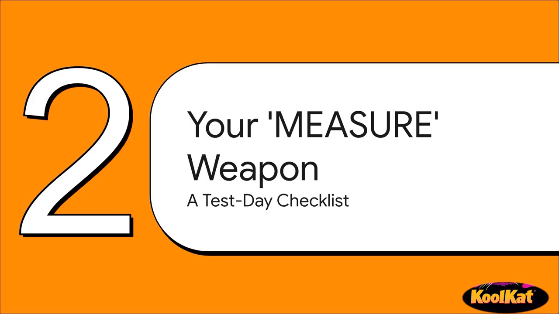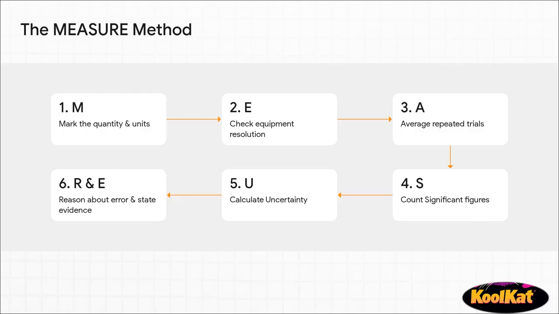Okay, so now we get what error is, but how in the world do you actually use that on test day when you're looking at a question? Well, we've got a secret weapon for you, a kind of mental checklist you can use every single time. And here it is. Your toolkit is the acronym MEASURE. Think of it as a checklist that makes sure you've covered all your bases on a data problem.